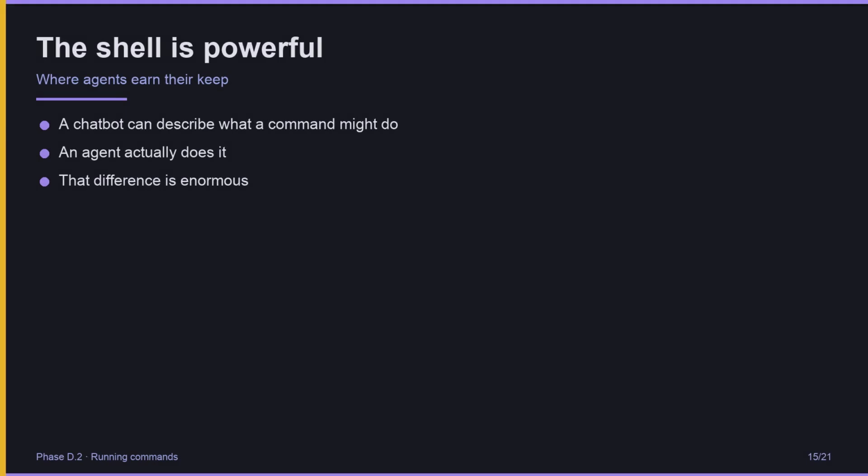Here is the thing to appreciate. The shell is powerful. Running commands, really executing them, not just talking about them, is where agents earn their keep. A chatbot can describe what a command might do. An agent actually does it. That difference is enormous. When OpenCode runs something for you, reads the result, and explains it, you are seeing the real advantage of working with an agent.